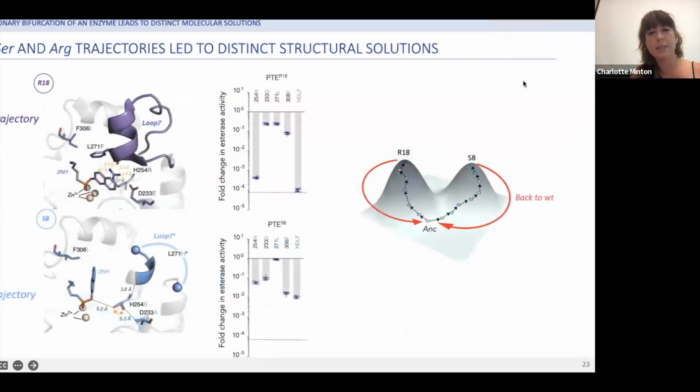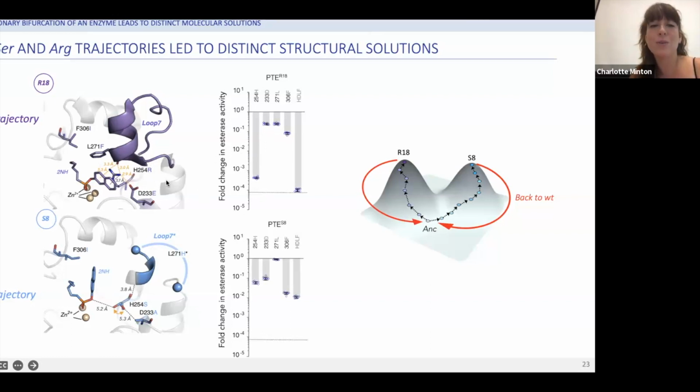Then we looked at why these mutations were selected, why different amino acids were selected along the arginine and the serine trajectory. One way to do this is to mutate the residues back to the wild type and estimate the contribution of this residue to the function. So when we mutate, in the most evolved arginine variant, the 254 residue, which is one of the key residues, back to histidine, you can see that the function decreases by 1,000-fold, which is nearly back to the ancestor level. Positions 233, 271, and 306 show a more modest decrease, but they still decrease by about 10-fold.